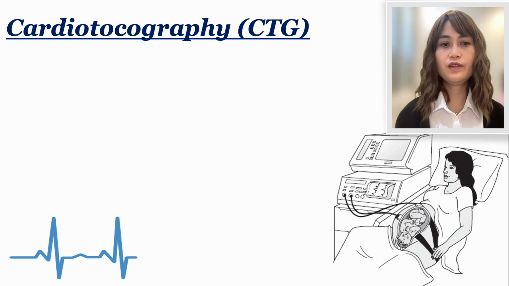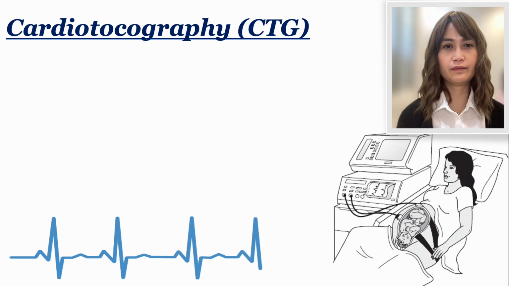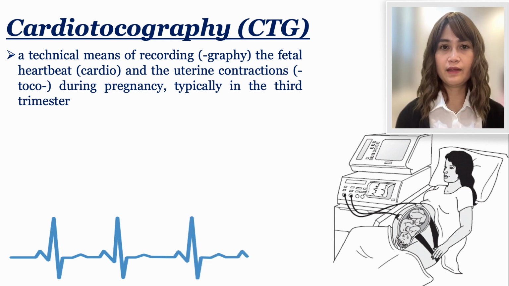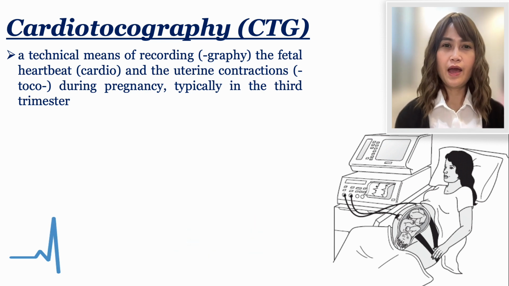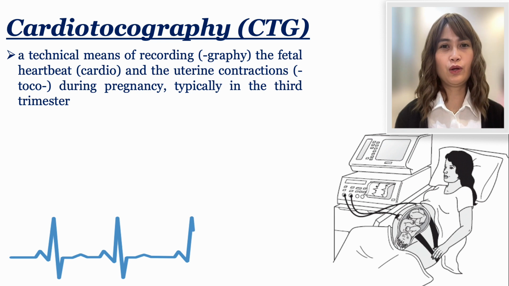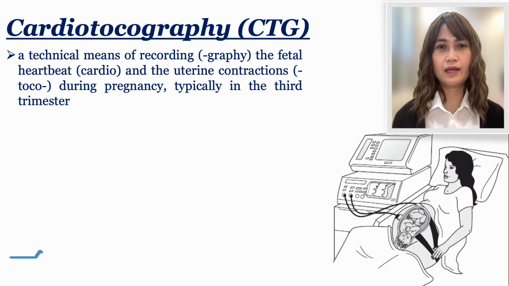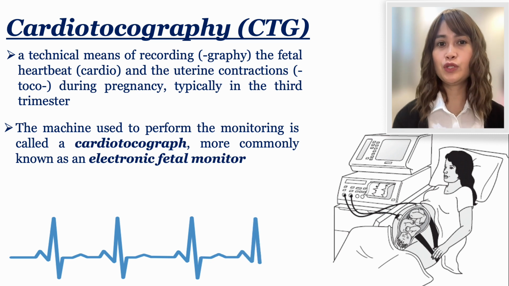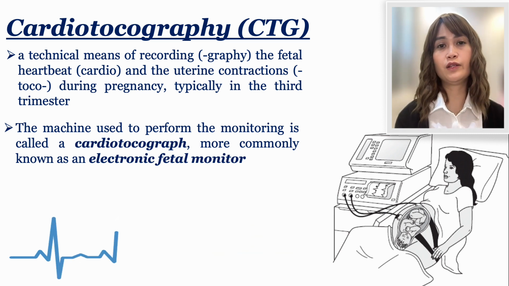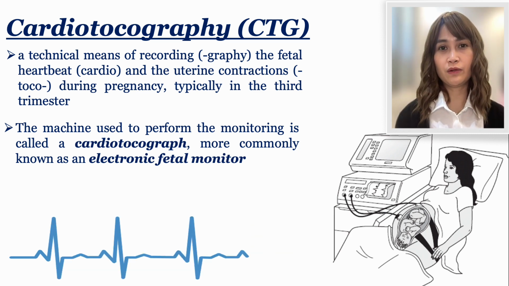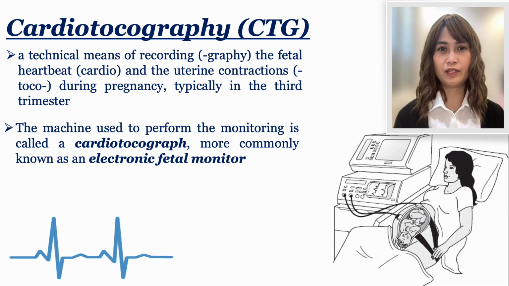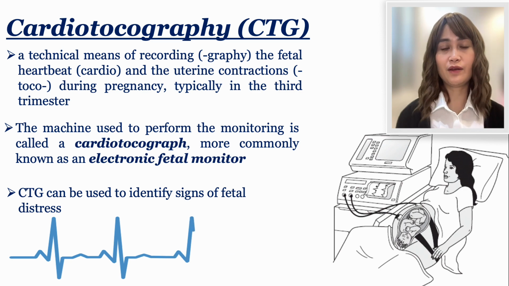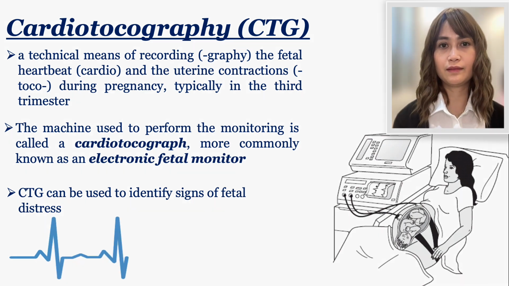And now we are going to define the cardiotocography. It is a technical means of recording, graphy, the fetal heartbeat, cardio, and the uterine contractions, toco, during pregnancy. It is typically done in the third trimester. The machine used to perform the monitoring is called a cardiotocograph, more commonly known as an electronic fetal monitor. CTG can be used to identify signs of fetal distress.